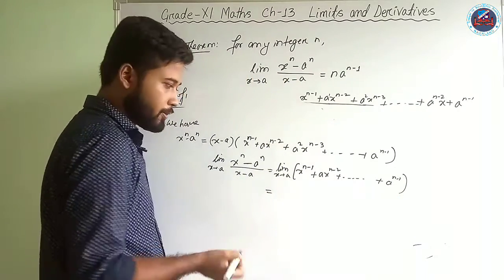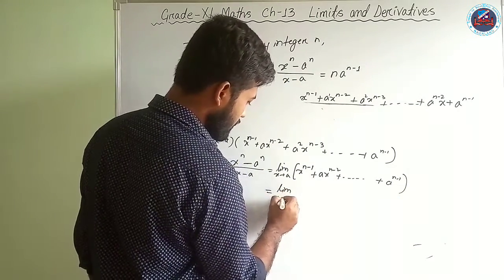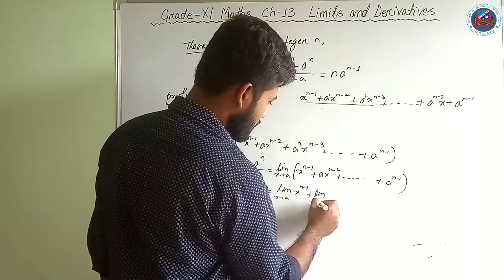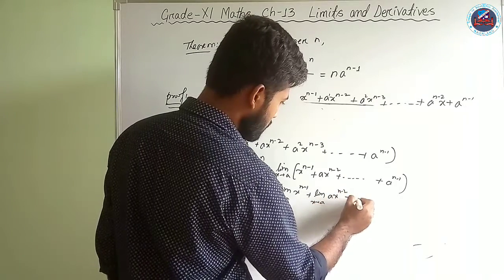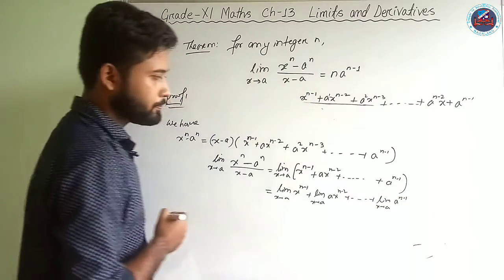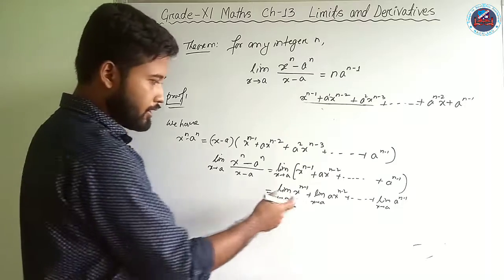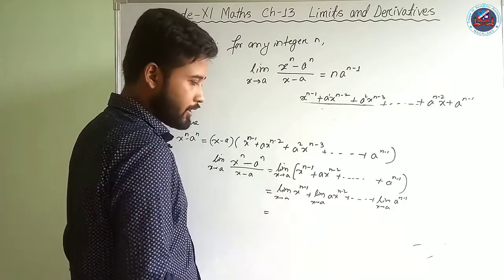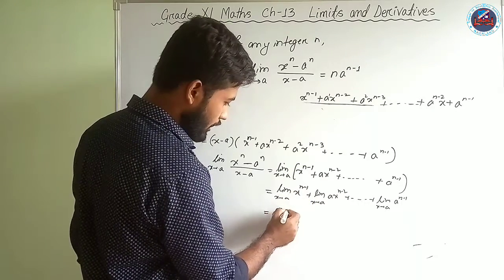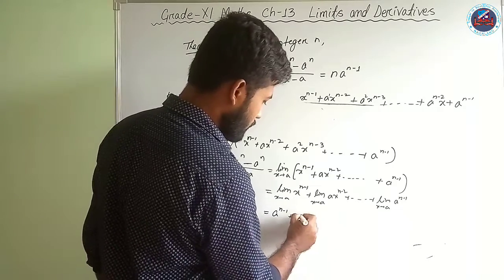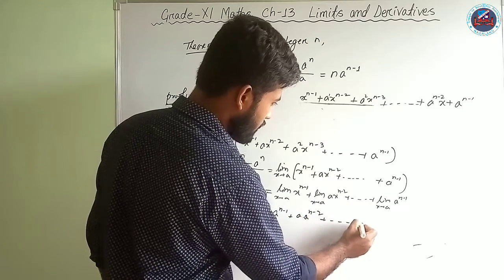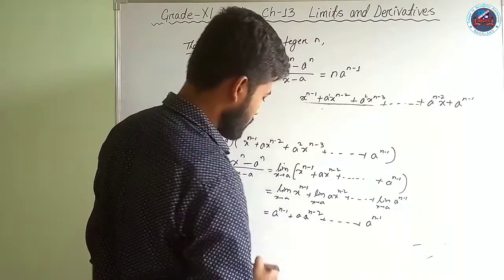Now using the algebra of limits, we can write it separately. Limit x tends to a, x to the power n minus 1, plus limit x tends to a, x to the power n minus 2, and so on, plus limit x tends to a, a to the power n minus 1. Okay, so what will this give us? Since x is defined for whatever real numbers, just replace it by a. So this will be a to the power n minus 1 plus, here we can bring out the a outside, so this will be a to the power n minus 2, and so on, and lastly we have a to the power n minus 1 again.